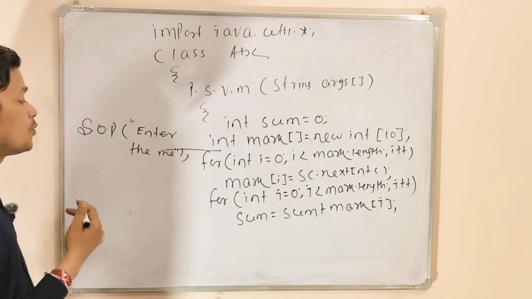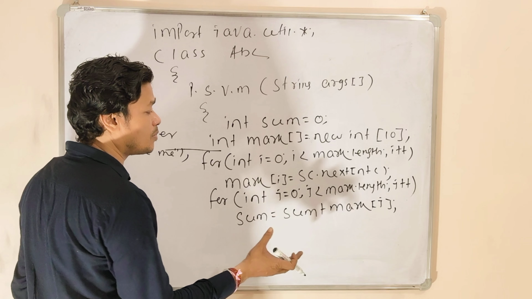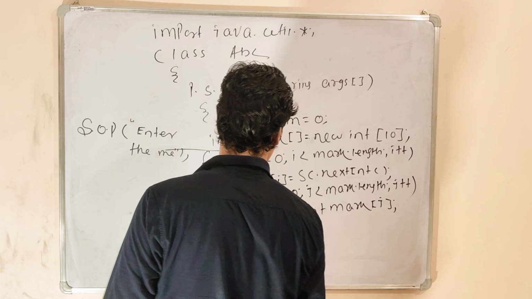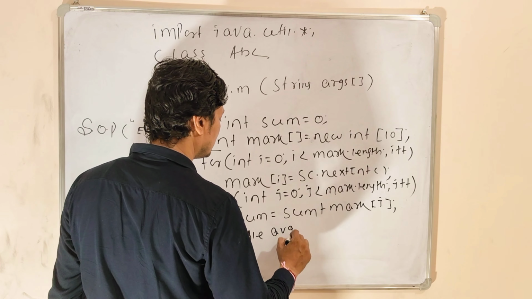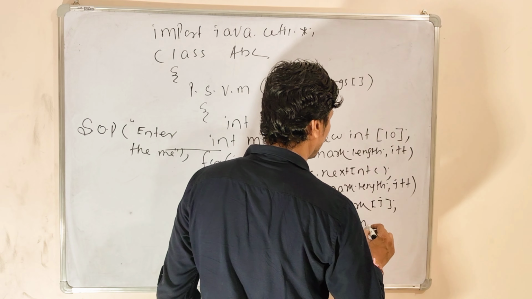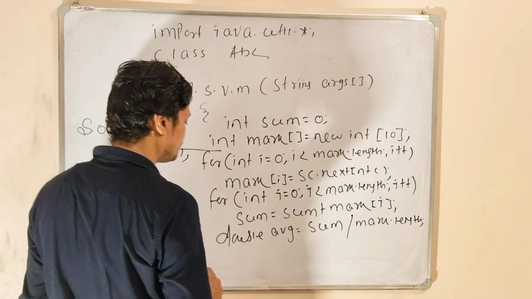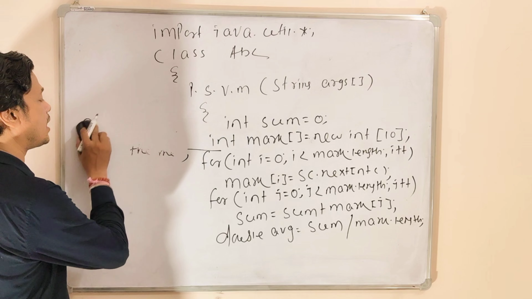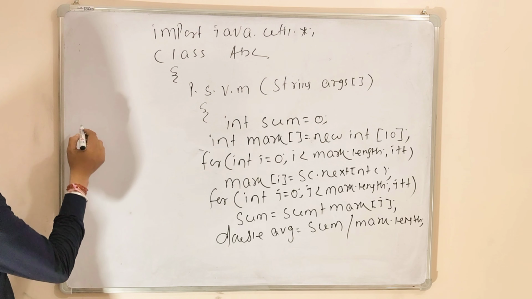Once this loop is completed, this sum will store the sum of all the individual marks, isn't it? Yes, sir. Now to get the average, you divide this sum: double average is equals to sum divided by mark dot length, isn't it? Yes, sir. Now you have the sum inside the variable sum, and the average inside the variable avg. Finally you print these two values.